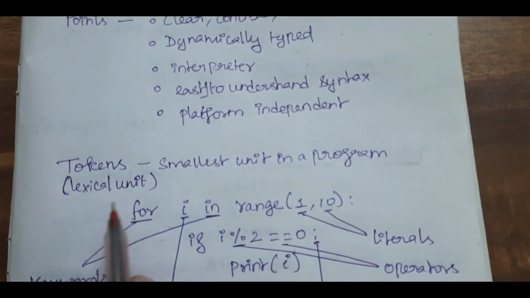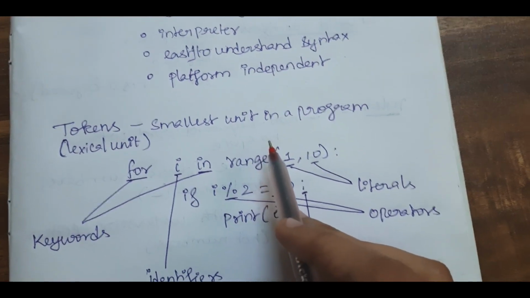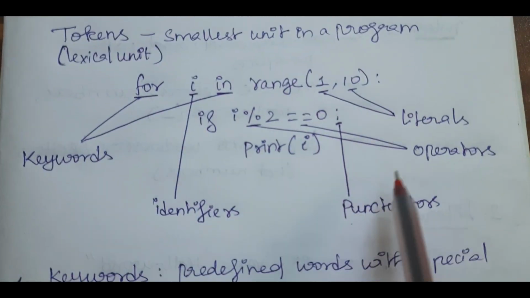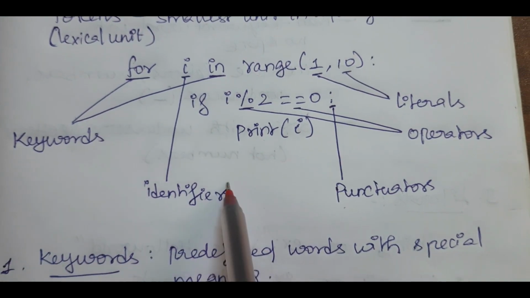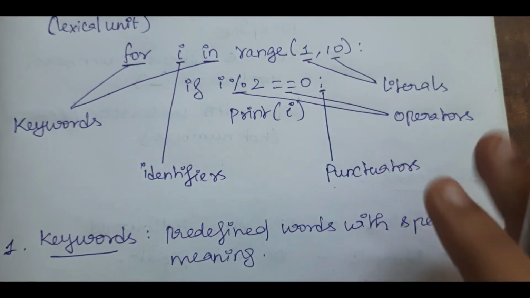And today we'll focus on the tokens in Python. So tokens are the smallest individual unit in a program, and they are also called lexical units. So take a program like this. You will have various types of tokens: keywords, identifiers, punctuators, operators, and literals. So we'll see them one by one.